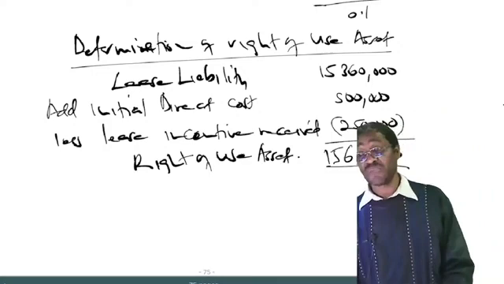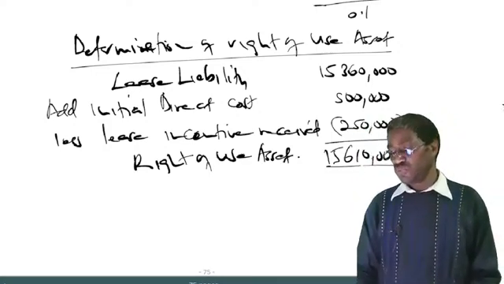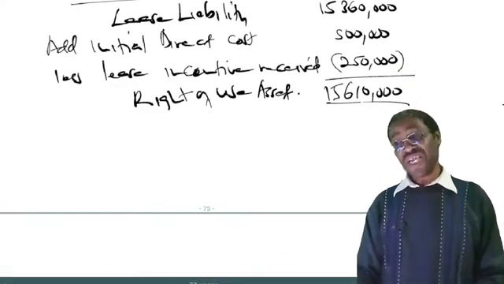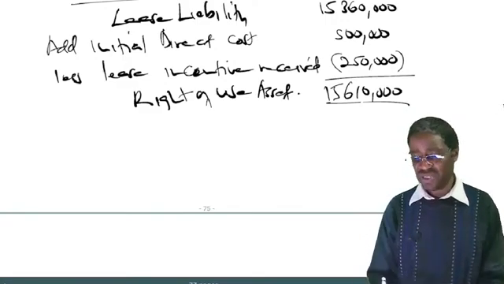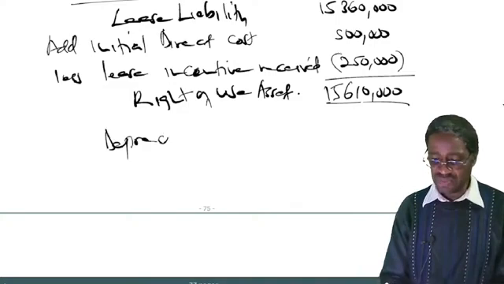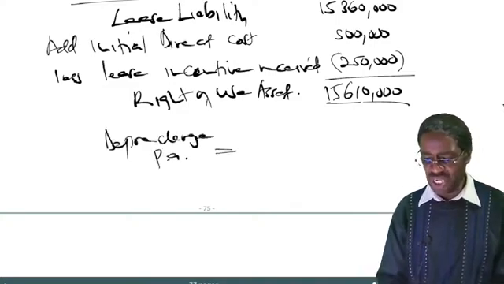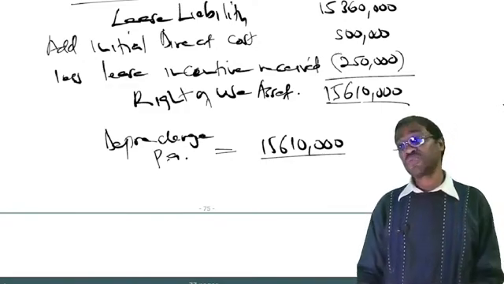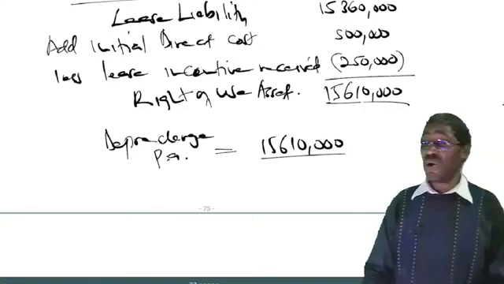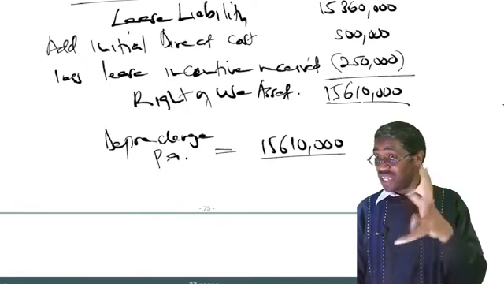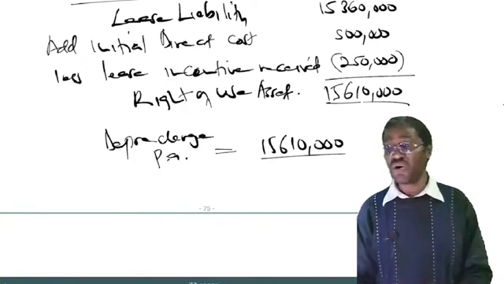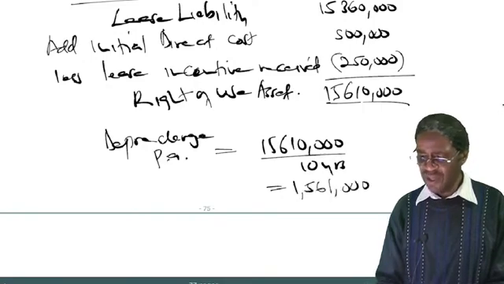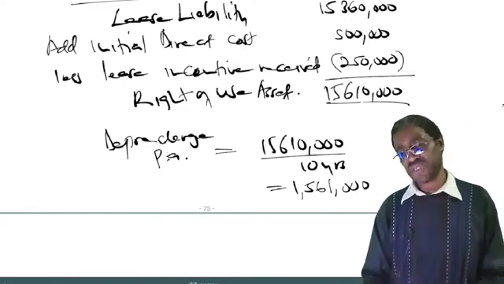Now you have the amounts. Now you can prepare the amortization schedule. I told you about the subsequent asset to be depreciated. In fact, it is already here. Let us just see the depreciation charge per annum. It will be 15,610 divided by how many years? We are told the lease period is 10 years. There was nothing we are told about the useful life of the asset, so we are depreciating it over 10 years. So every year we are charging 1,561,000. That's what we shall depreciate every year.